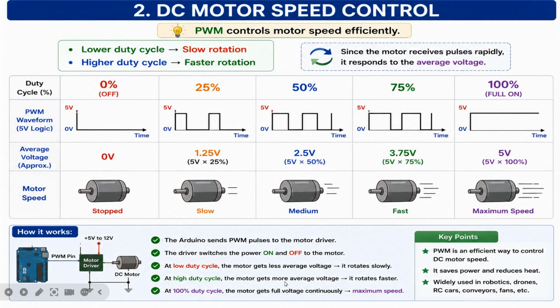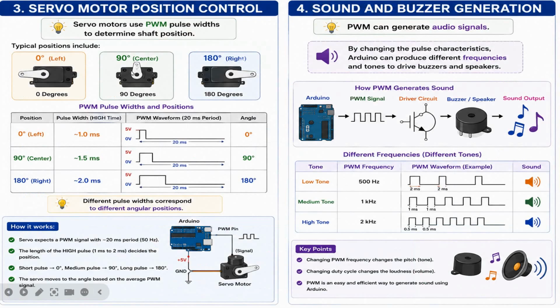And at 100% duty cycle, the motor gets full voltage continuously and it will rotate with maximum speed. So PWM is an efficient way to control DC motor speed, and it also saves power and reduces the heat. It is widely used in robotics, drones, RC cars, conveyors, fans, etc.